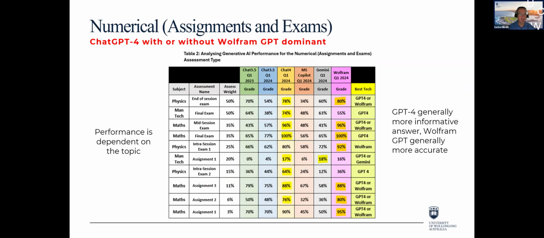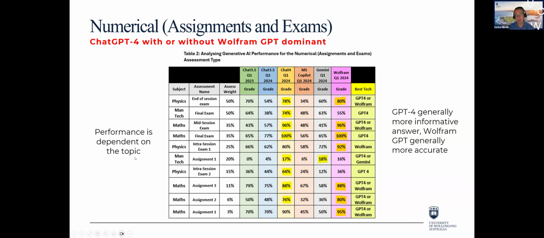So next we move on to numerical assignments and exams. These are problem-solving questions that aren't a simple answer. They require multiple lines of working. And when we looked at ChatGPT 3.5, it was able to pass a lot of assessment tasks, but it did so not by getting the final answer correct, but by giving students lots of marks on the working. So it was making a lot of progress, but it was pretty much always getting the final answer wrong. Now, this has completely changed with ChatGPT 4, and the performance is completely dependent on the topic.